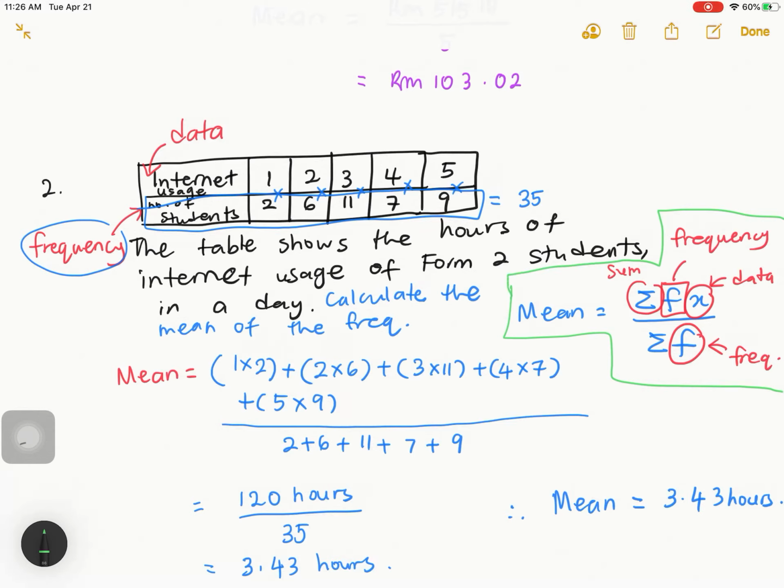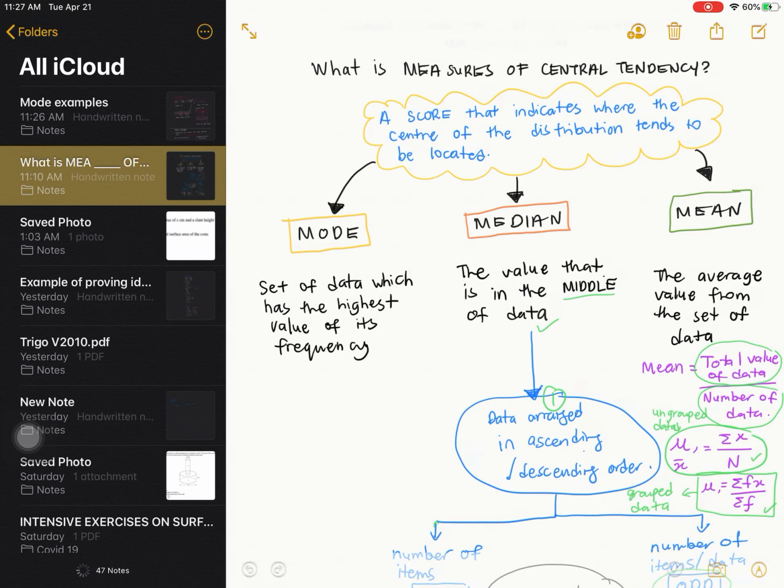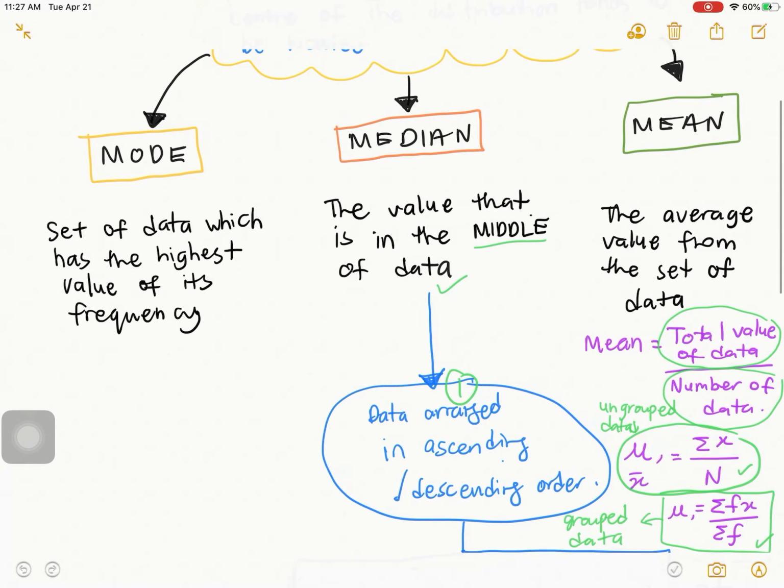So by that, I hope you can understand what I am trying to say to you guys. In measures of central tendency, we got only three things, which is mode, median and mean. Mode is the highest frequency. Median is the value of the data that is situated in the middle of the data. Mean is the average value from the set of data, the easiest meaning of mean is actually average. The symbol for mean is mu or x bar.